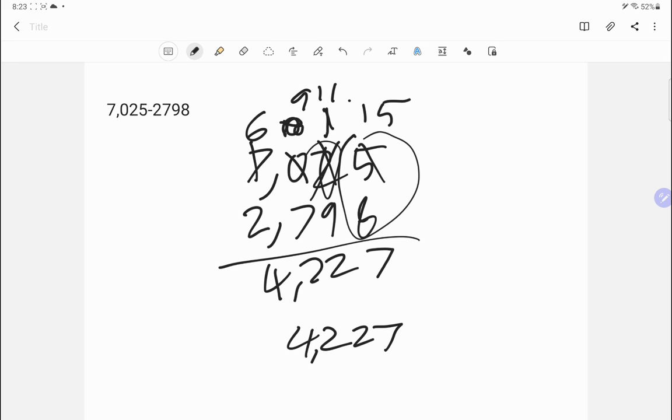Oh, and you just put the comma when you go to the thousand place, and yeah, you'll learn that later. So maybe you already learned it. So yeah.